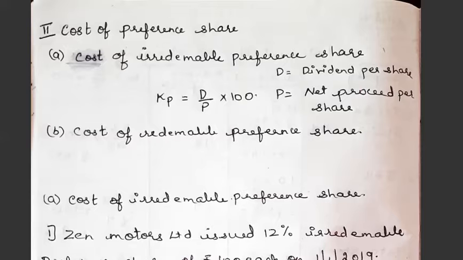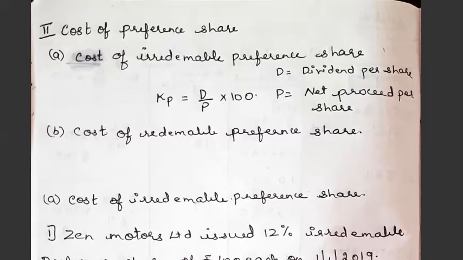Just giving an idea. They will not ask you about the meaning of preference shares. We need to study here only the cost of preference shares, as to how to calculate the cost of preference shares. So this is the second component of cost of capital, that is cost of preference shares. Under cost of preference shares, we have two types here. They are cost of irredeemable preference shares and cost of redeemable preference shares. Now what is the difference between redeemable and irredeemable?